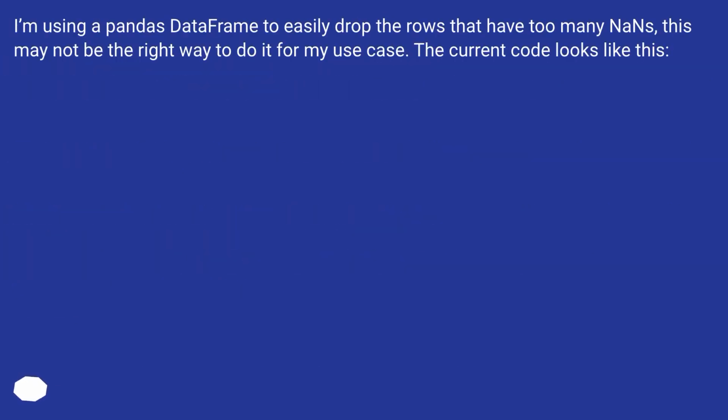I'm using a pandas data frame to easily drop the rows that have too many NaNs. This may not be the right way to do it for my use case. The current code looks like this.